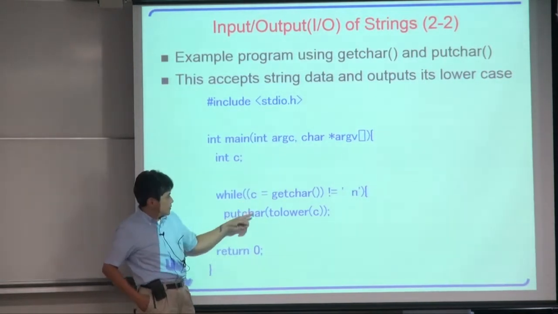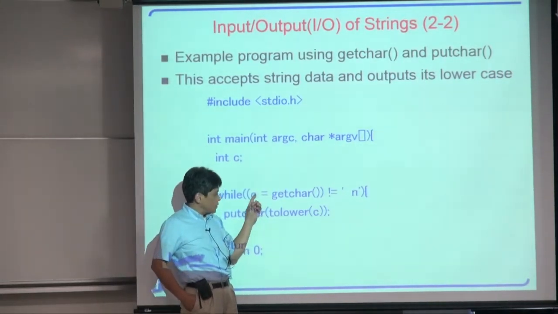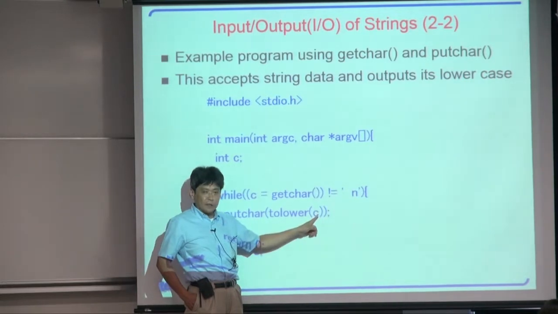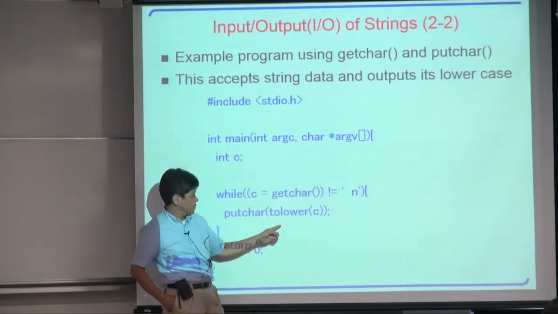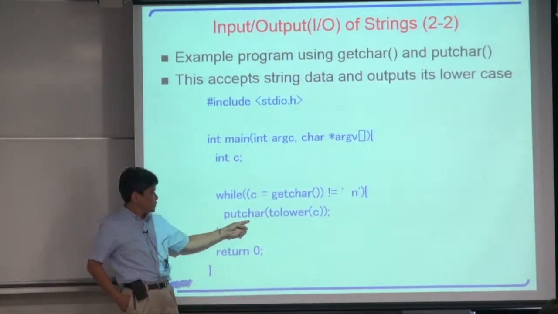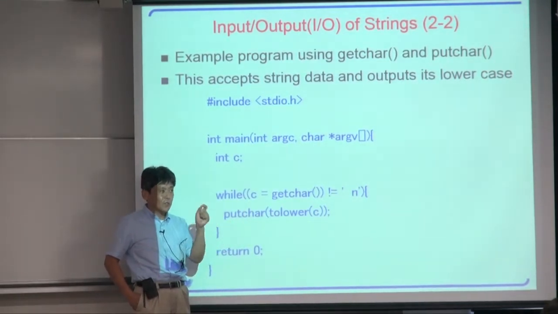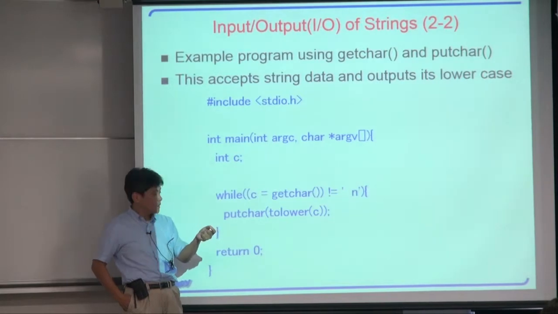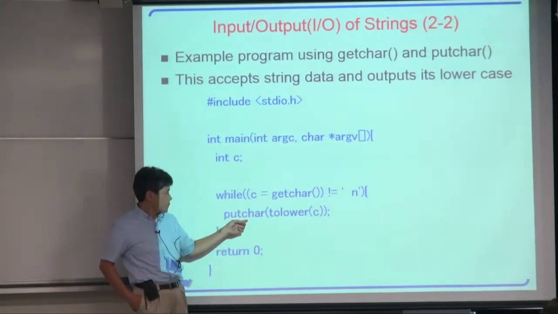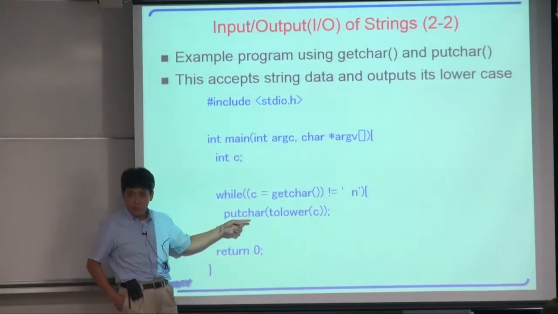Then each character is converted into lowercase using these functions. Then such a small character code is displayed on the computer screen using the putchar function.